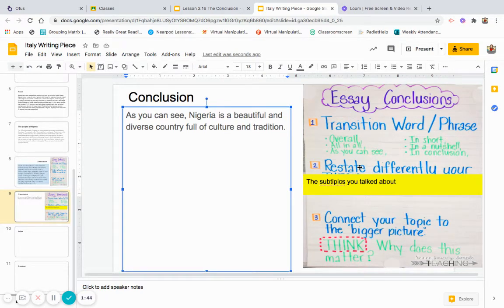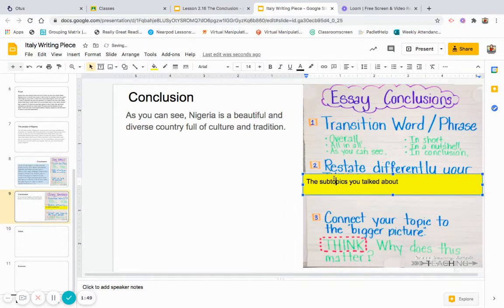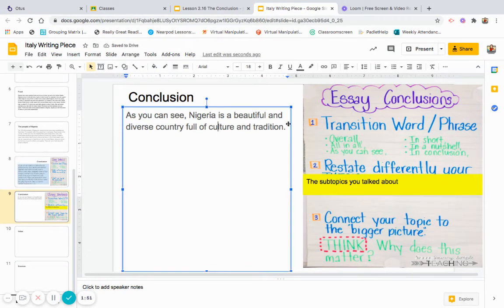Now I'm going to do number two, which is restate my subtopics. But I don't want to just list them. So I'm going to talk about foods. I'm going to say the delicious foods. I talked about festivals, so I'm going to say the colorful festivals. And I talked about how the geography is very different all over the country, so I'm going to say the unique geography.